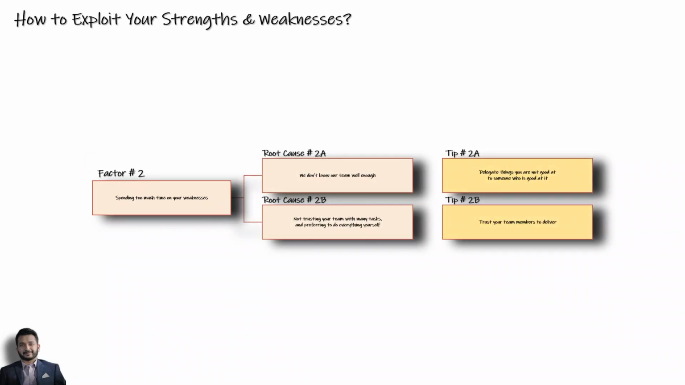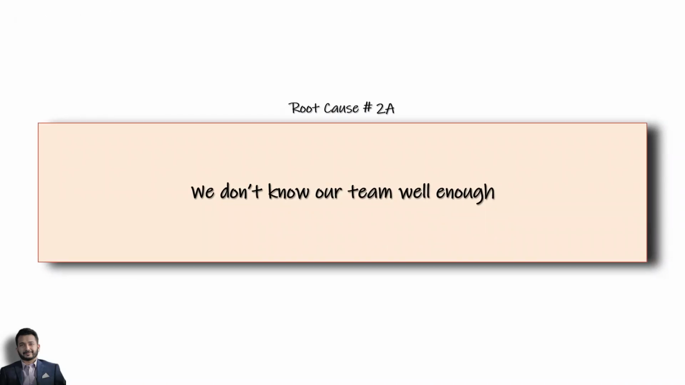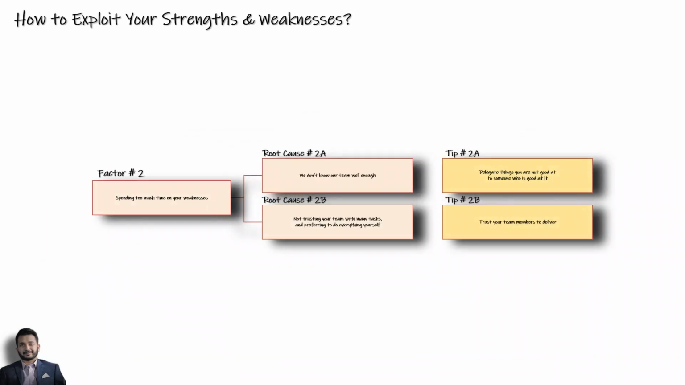To understand this better, let's dive into the first root cause of why we are spending too much time on our weaknesses, which is that knowing your weakness is not always enough as a leader, right? You also have to know your team members and create a mental image of their strengths and weaknesses so that you can tap into the strengths of your team. See, if you don't know that someone else is good at something, then you will try to figure it out on your own and end up losing a lot of valuable time in that process.